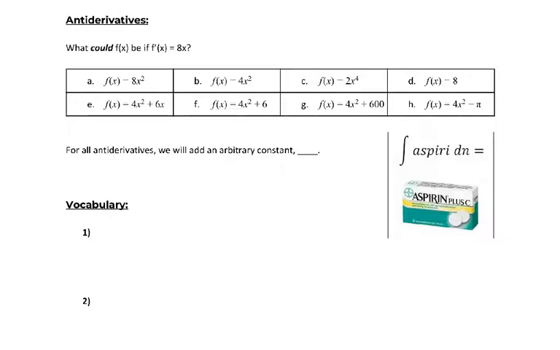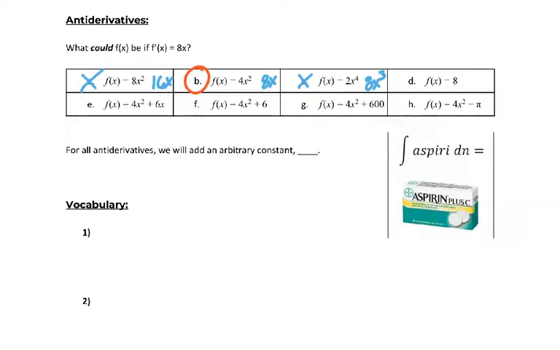So if we go through one at a time, the first one, 8x squared, well, that can't have this as a derivative because if I were to actually derive this, it would become 16x, which is not 8x. All right, for b, if we derive that, we're going to get 8x. Oh, good. Yeah, that works. Okay, for 2x to the fourth, I'm going to get an 8 here, but that's going to become an x cubed, so that won't work.